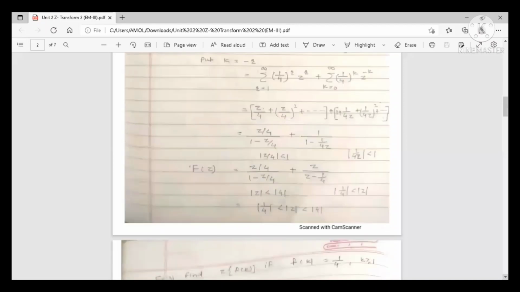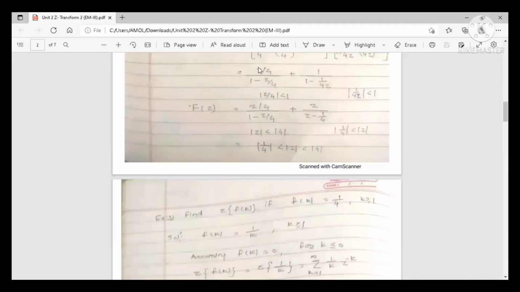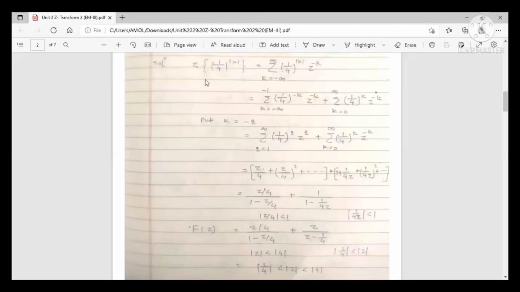Now simplify the first term. You know that the Z transform of f of k, we use the notation capital F of z. So we can replace the Z transform of (1 by 4) to the power mod k by F of z. It is equal to, after simplification of the first term, (z by 4) upon (1 minus z by 4), and the condition is mod of z by 4 is less than 1. So you just shift the 4 to the RHS so that you get the condition mod z is less than mod 4. And the second term, 1 upon 1 minus 1 by 4z.